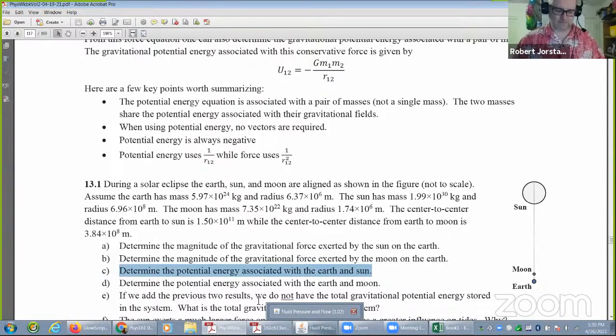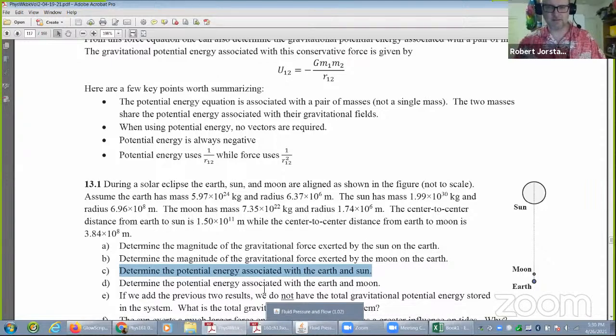So I get a negative 6.67 E negative 11 times 5.97 E24 times, what was it? 1.99 E30. And then I got to divide by the correct radius, which is the distance between them. And that's a 1.5 E11. So I got negative 5.28 times 10 to the 33.